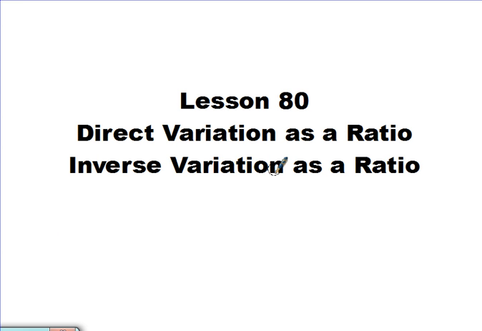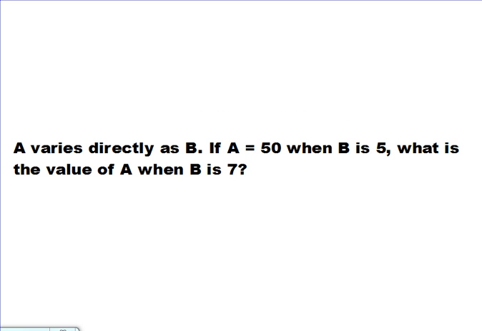Lesson 80, direct variation as a ratio and inverse variation as a ratio. All right, we've talked about direct and inverse problems before. This is A equals K times B. But instead of using that formula, we're going to look at another way to solve this problem.